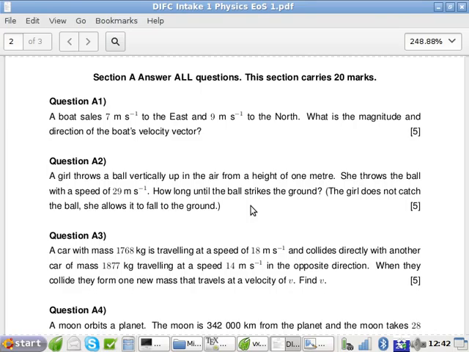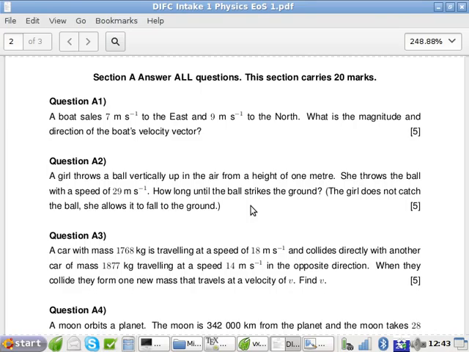UVATS. What's the U? 29. The V? We don't know. The A? Minus 9.81. The T? We don't know, we should find it. And the S? We do know. It's -1, because it goes up and goes down.